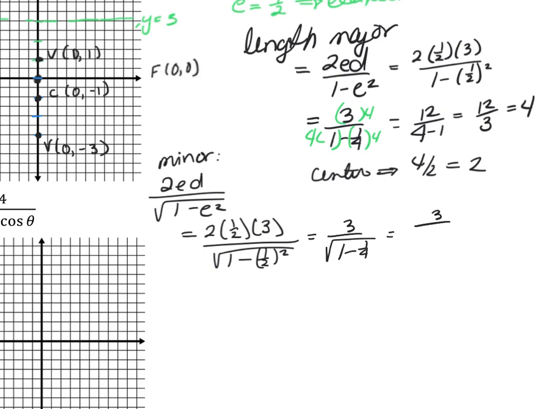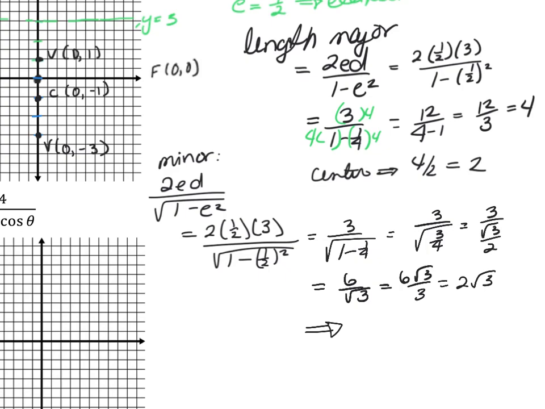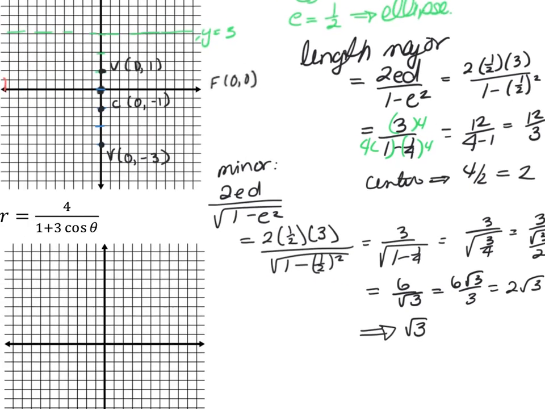I'm going to take 1 and subtract off 1/4, and I'm going to get the square root of 3 over 4, which then gives me 3 over the square root of 3 over 2, which then gives me 6 over the square root of 3. If I rationalize, I get 6 root 3 over 3, which gives me 2 root 3. So that is the total length from side to side of my minor axis. That means from the center, I'm going to go the square root of 3 in each direction.